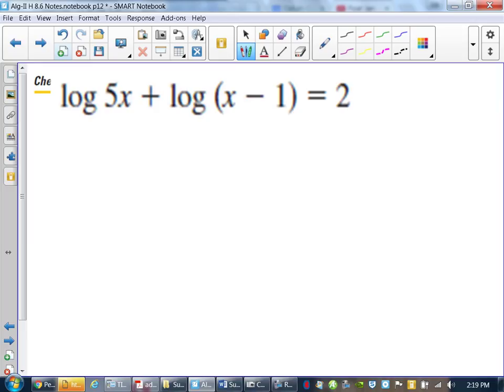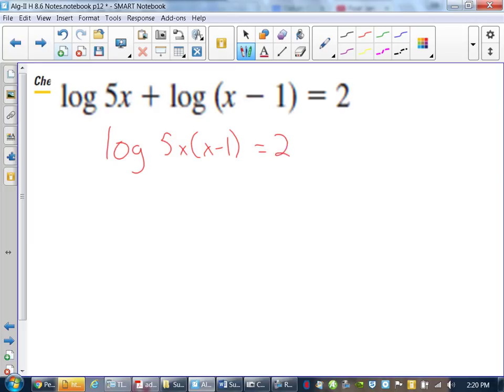In order for us to be able to exponentiate, log, whatever, we have to have a singular log on one side to make it work. Right now I have log 5x plus log of the quantity x minus 1. I have to condense it first. When I condense logarithms and have addition between the two, what am I doing? I'm multiplying. I'm going to write it as the log of 5x times x minus 1 is 2.